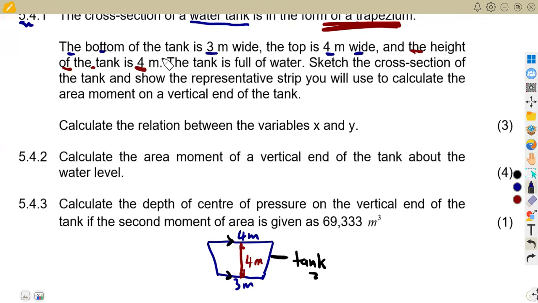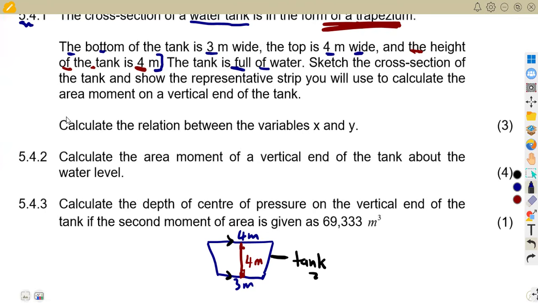Now they are saying, the trapezium is there, we talked about it, it's done, which is a water tank. So the tank is full of water. The tank is full of water. All right. Which means that if our tank is full of water, how are we going to immerse it into the canal? How are we going to put it? Because it is full of water.